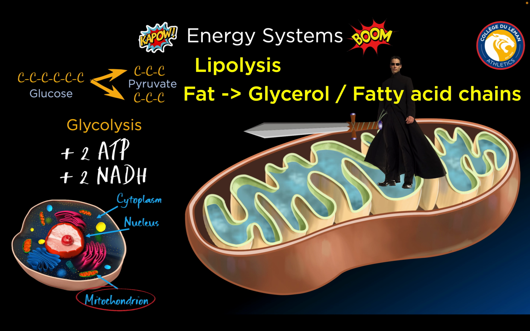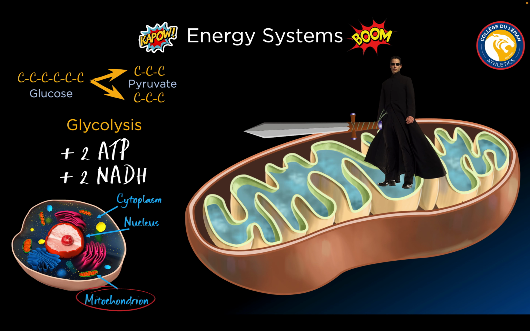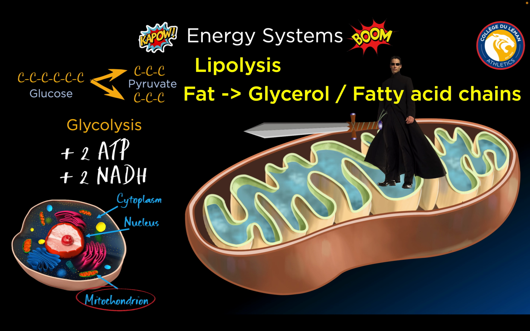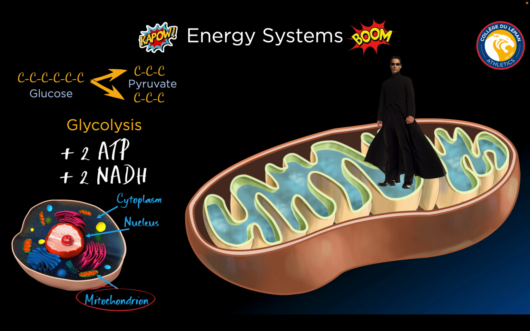What happens to those things? Well, the glycerol goes into that glycolysis pathway that we've already looked at, but we also, remember, got those fatty acid chains, and they get broken down through beta oxidation. Good word to know there, beta oxidation, and from that we get acetyl-CoA, important stuff that we're going to look at later on as well, very shortly in fact. So fatty acid chains get broken down by beta oxidation, and that produces acetyl-CoA.